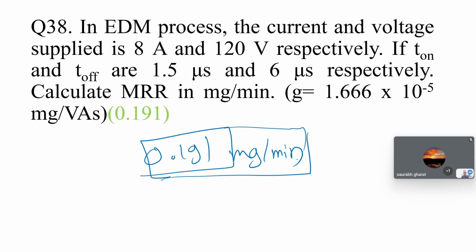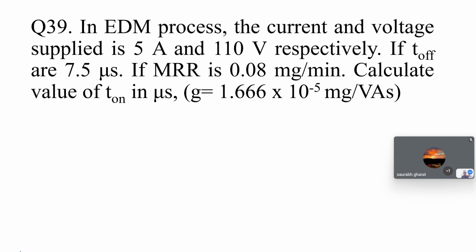So we have a few more questions. That is two questions. Again we have the same EDM process, and the current is 5 ampere. T off is given to you, but T on is not given, and MRR is given. So you need to use the same formula to calculate T on. It is slightly mathematically expensive because now it is divided by 1 plus a factor, so you have to be slightly accurate with your answers.